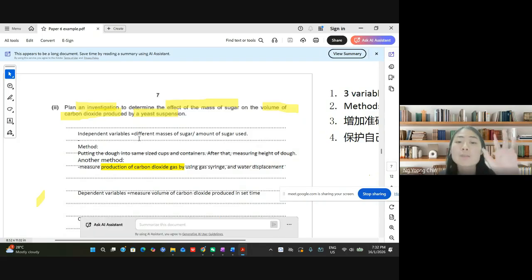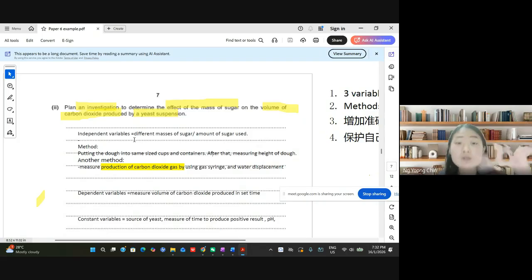So the method is about how you are able to measure the responding variable, and also how you prepare the ingredients, and then how you use a method to measure your responding variable.